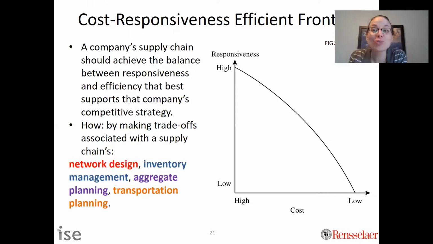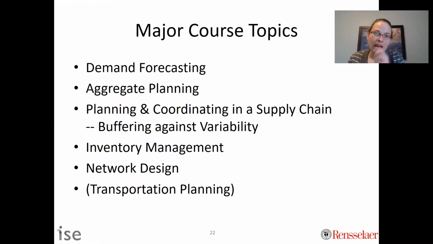You now have all these tools and abilities to make these decisions. Remind yourself of what type of decision you want to make. What is your objective function? Is it to maximize responsiveness or to minimize cost, or somewhere in between that trade-off? And so when you think about the major course topics, you could also think about those as different levers, right?